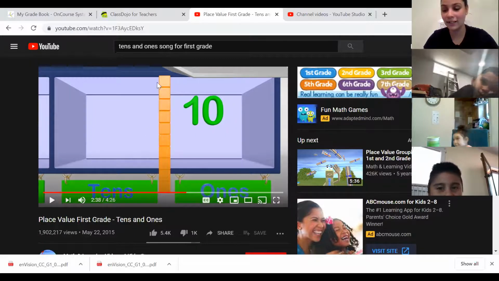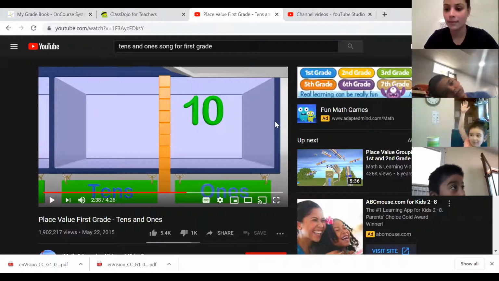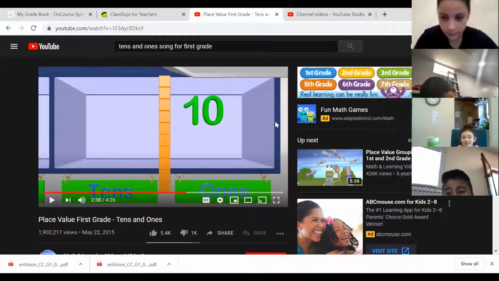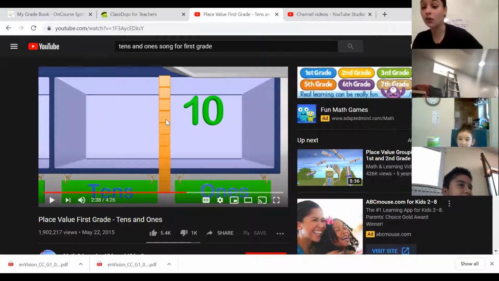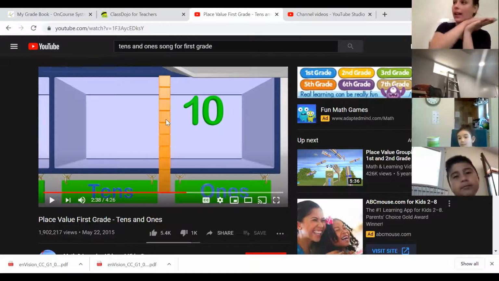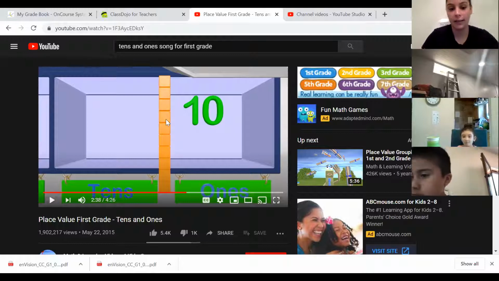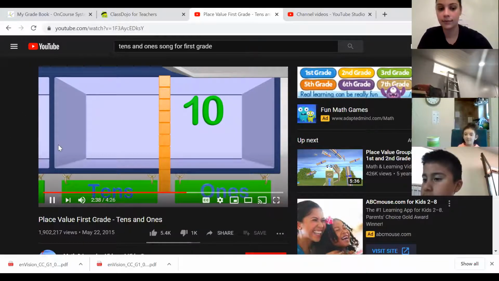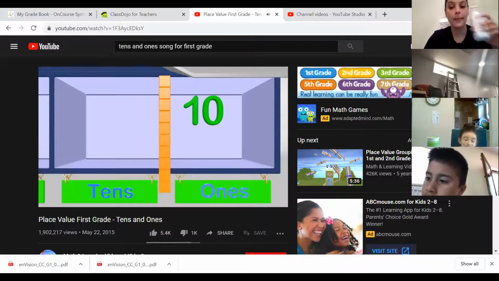This long stick right here that looks like a train. Why do we call it a 10? Amelia? Because there's 10 cubes. Now this is one group of 10. So once they all stick together, the cubes, it becomes a 10. We call it a 10 because this tens block is made up of 10 ones blocks.